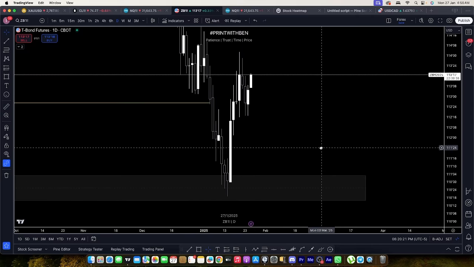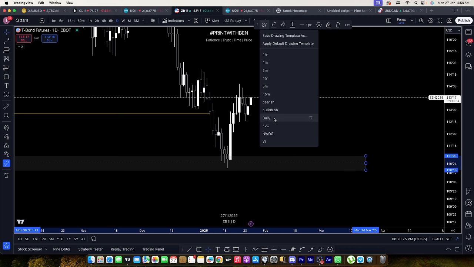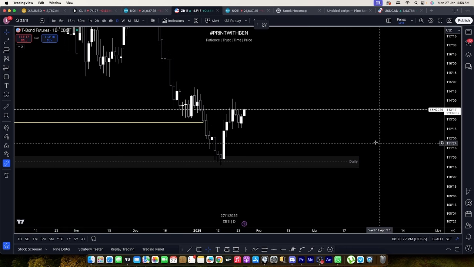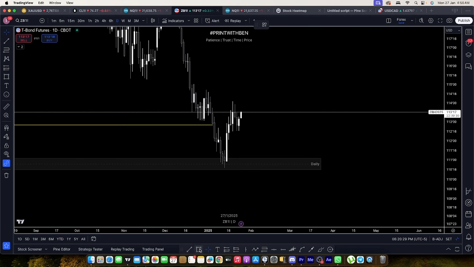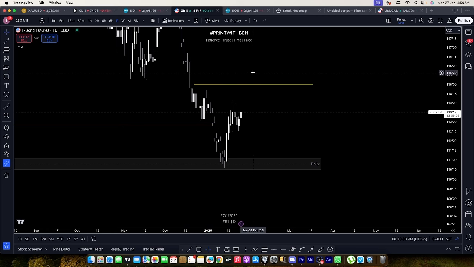So this is how you have to align your time frame. So this will be my daily imbalance. I'm just marking that out. Now, what is my nearest draw on the Z bonds? This is it. I want the Z bond to come down and then go up higher.